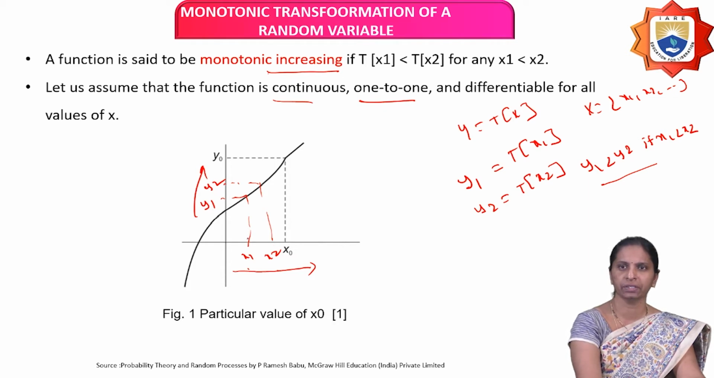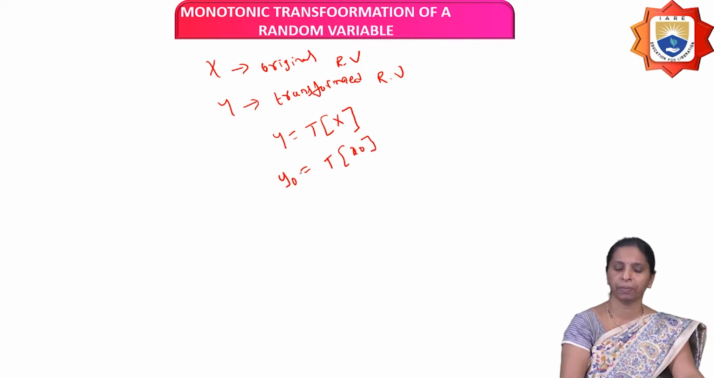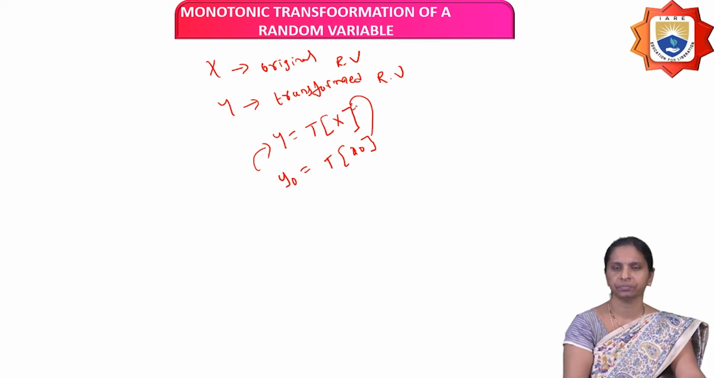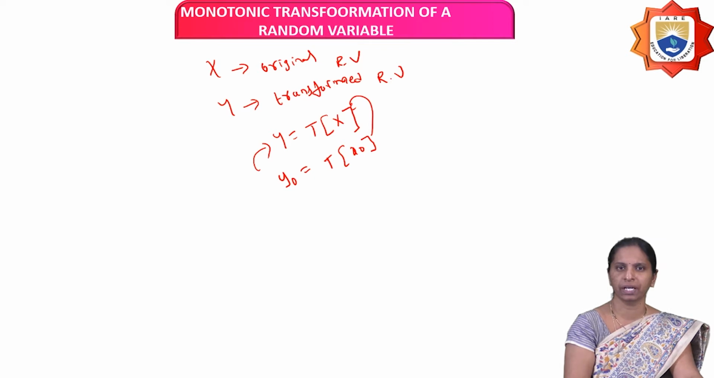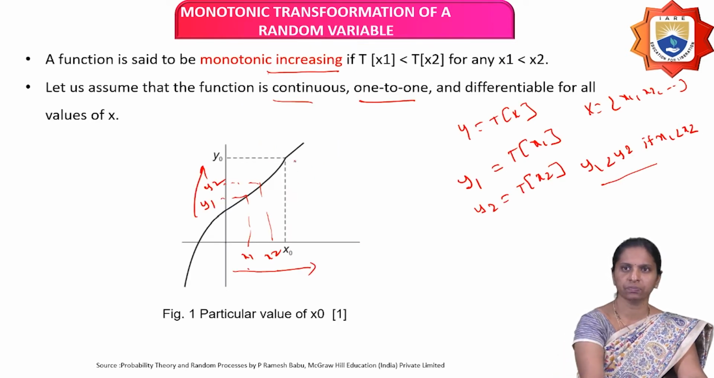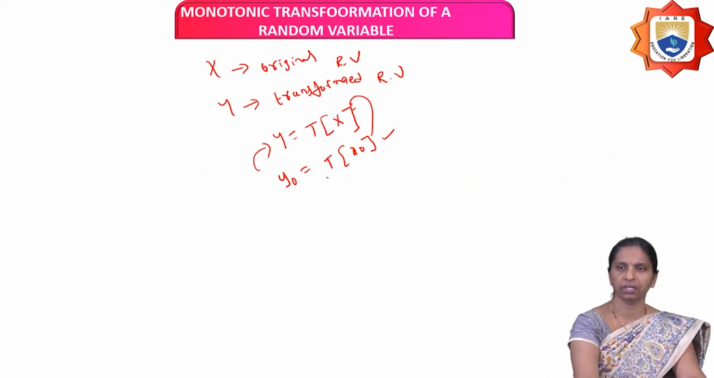So y1 equals t of x1 and y2 equals t of x2. Similarly, if you take any value in y, then y0 equals t of x0. What does y0 represent? It is a particular value of the random variable y. And x0 represents a particular value of the random variable x. Now, this x0 is transformed to a new value y0. That is the meaning of this: y0 equals t of x0.